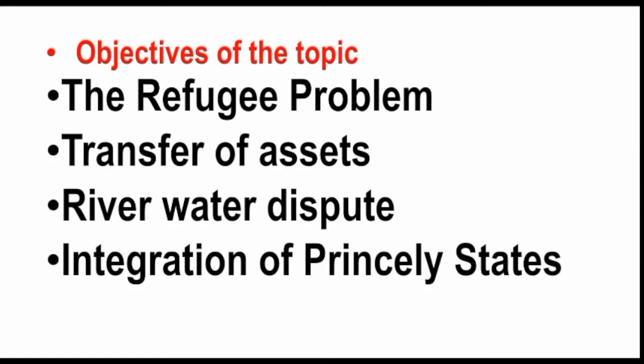Let us first understand the objectives of the topic. The first objective is to discuss the refugee problem, the problem of the people who have to move to another country and leave their own country. The second problem, which we will discuss, is transfer of asset, that means property, and river water dispute between both the countries. And finally, we will discuss how the princely states were merged into India. Means integration of princely states.